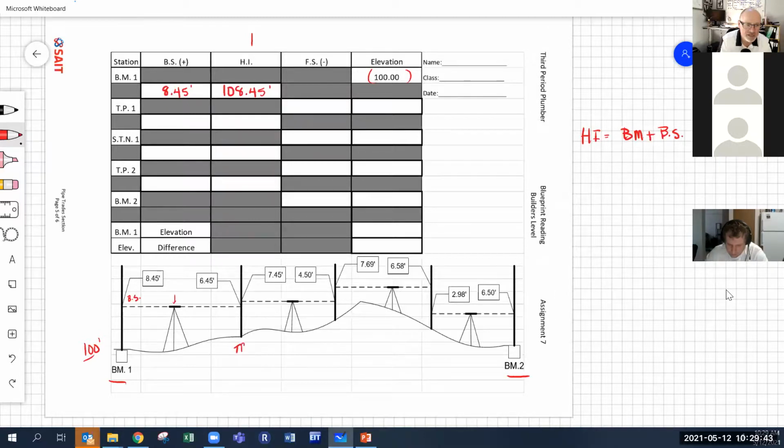And now I'm at turning point 1. This is where this fellow is standing here with the rod. They move to a new location with the rod, and now they're over here at a new station. And then I take a foresight with my builder's level, and it says the foresight here is 6.45 feet.